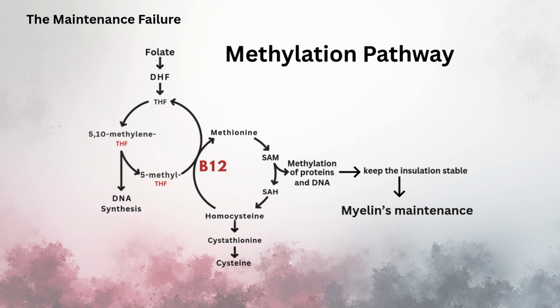B12 is a required cofactor for the enzyme methionine synthase. This enzyme converts homocysteine into methionine. Without B12, the body builds up homocysteine, but more importantly, it runs out of methionine. Methionine is converted into S-adenosylmethionine, or SAM. SAM is the body's universal methyl donor. It donates methyl groups to myelin basic protein to keep the insulation stable. No B12 means no SAM, and no methylation. The myelin falls apart from lack of maintenance.